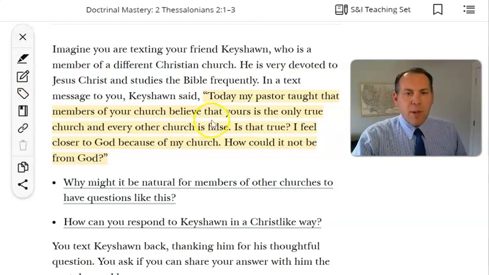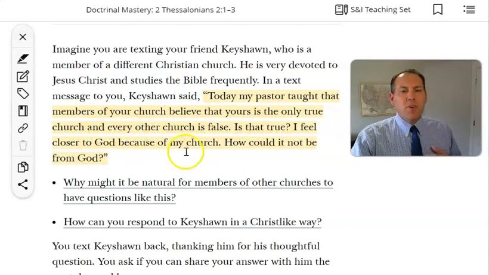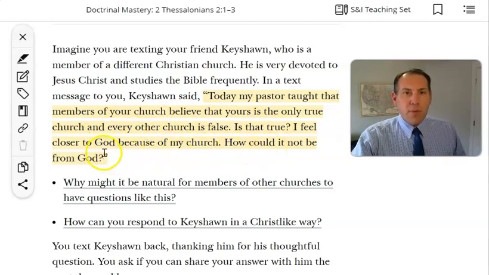Today, my pastor taught that members of your church believe that yours is the only true church and every other church is false. Is that true? I feel closer to God because of my church. How could it not be from God?